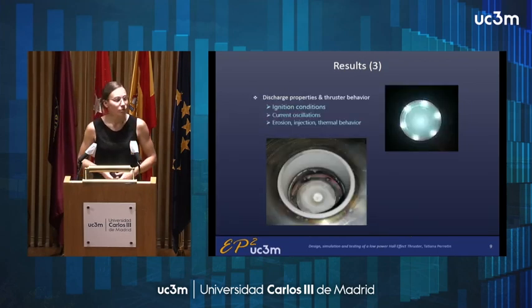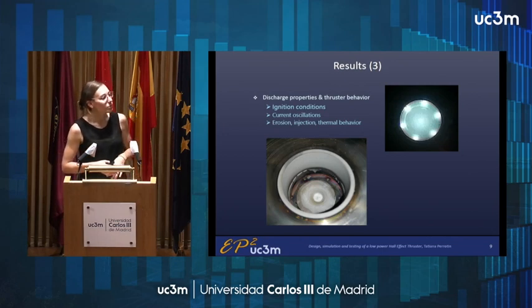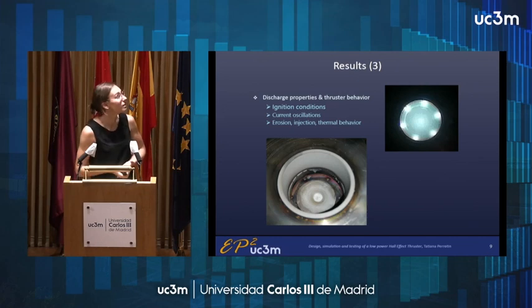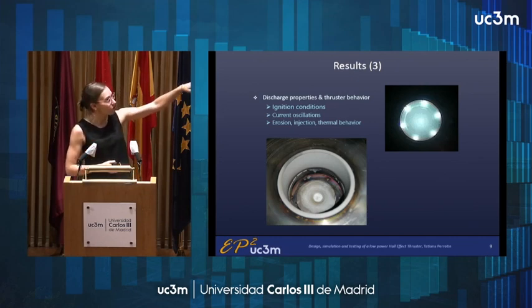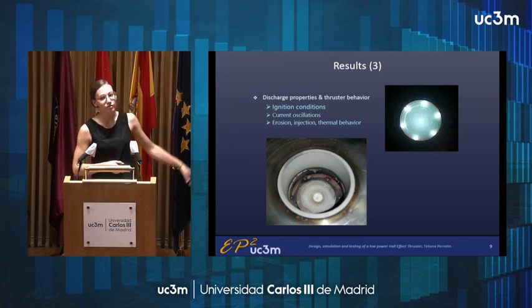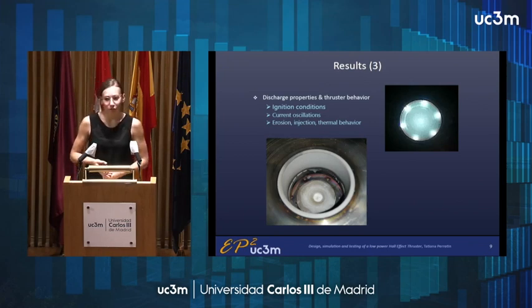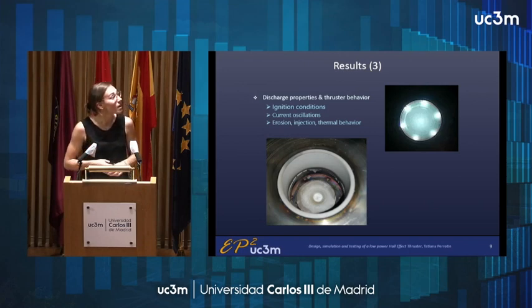During this test campaign, we observed some behaviors that could give hints about how to improve the design. For instance, the bottom picture shows that there is a lot of erosion that happens at the center of the thruster. So even though we removed the central pole, we still have some erosion there because of the shape of the magnetic field.